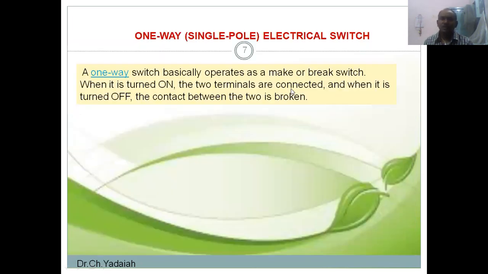Now let us see the classification of the main switches generally used in our electrical engineering system. Now here is a one-way switch.